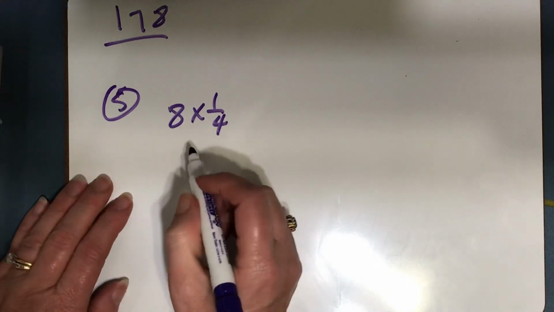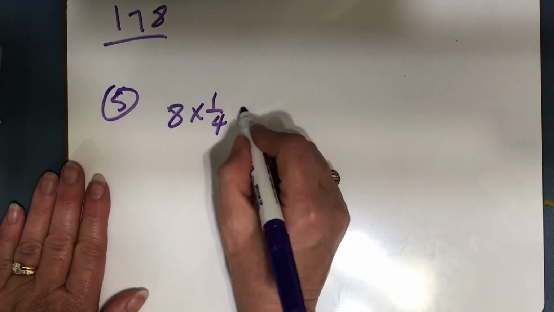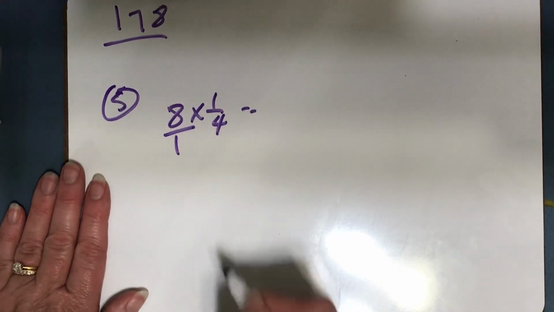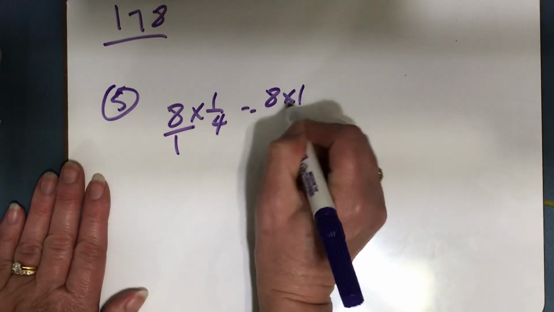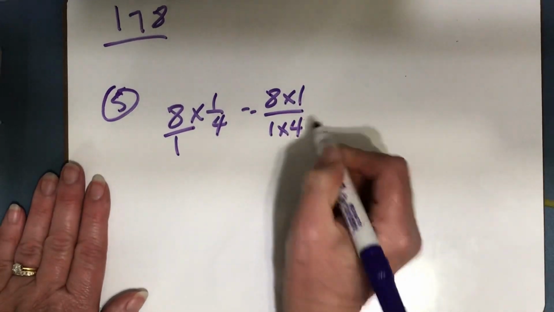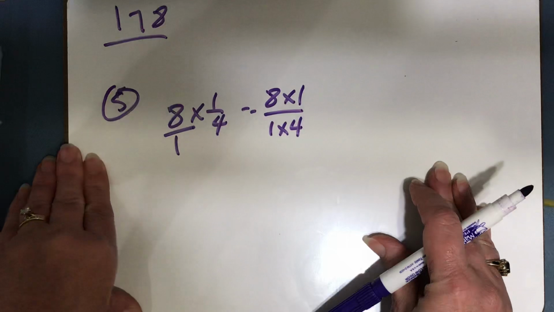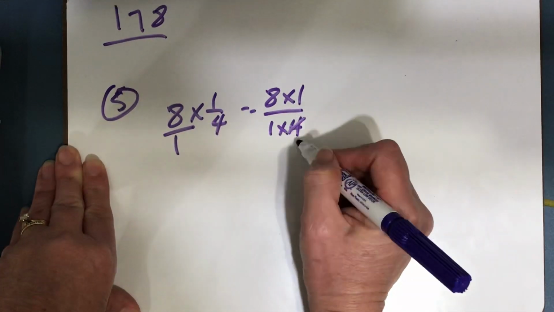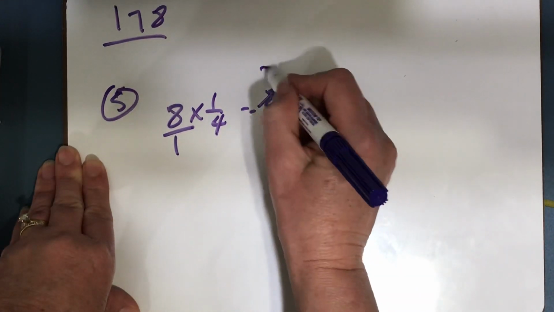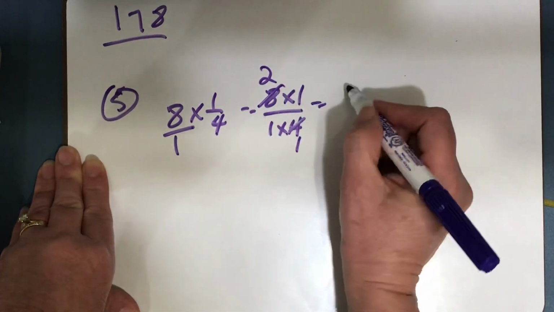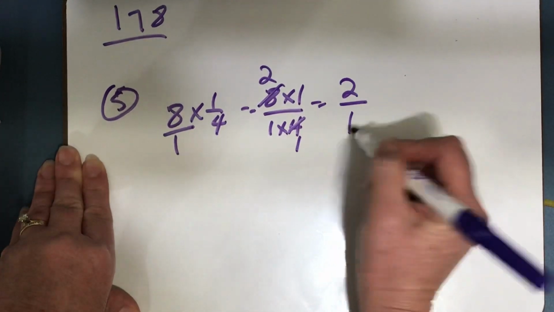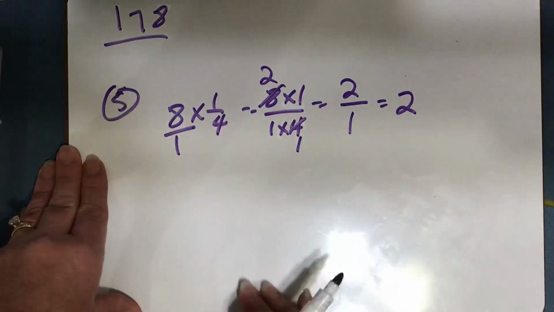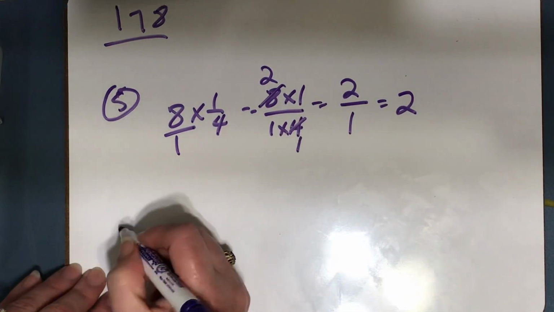To multiply a whole number times a fraction, remember that we need to change the whole number into a fraction. So we just put it over 1. So I'm going to have 8 over 1 times 1 over 4. And remember, I can simplify before multiplying. I see that 4 is a common factor of 4 and 8. 4 divided by 4 is 1. 8 divided by 4 is 2. So I multiply. 2 times 1 is 2. 1 times 1 is 1. 2 over 1, which equals 2. So that's number 5.